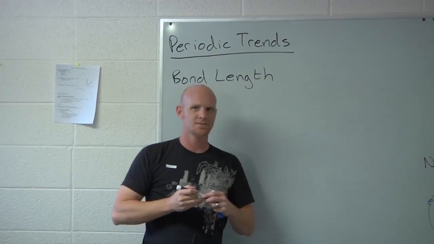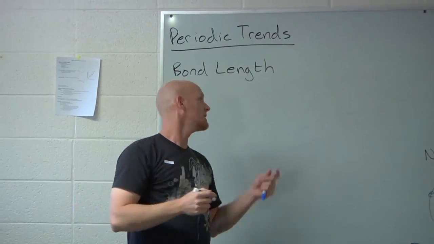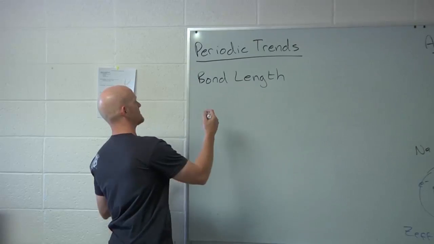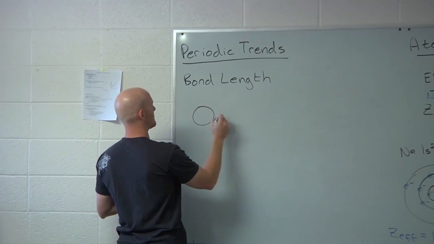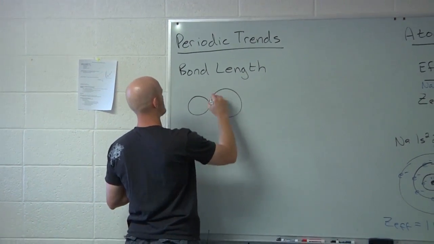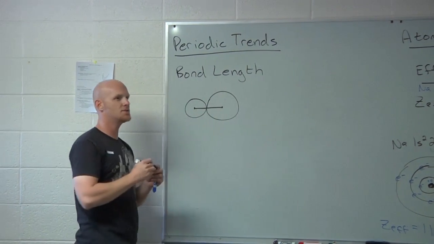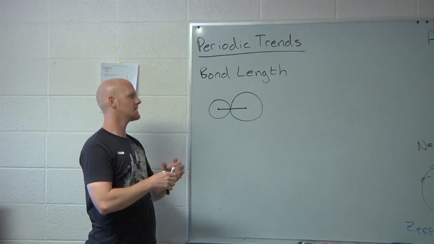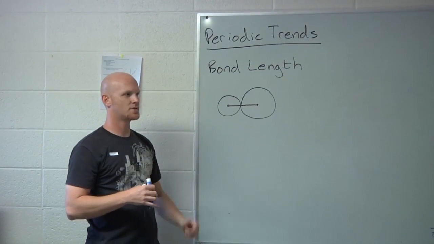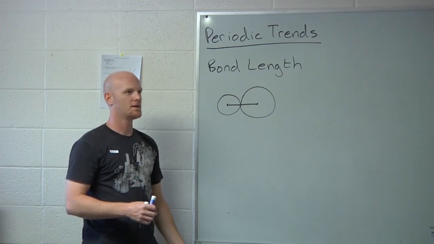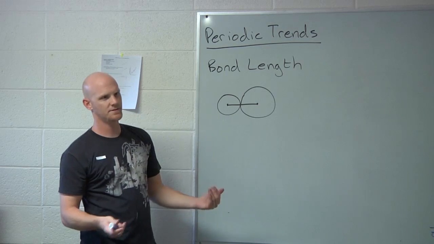So we can apply this idea of atomic radius to a couple other things as well. First thing is bond length. So if we look at two atoms that are bonded together, the length of the bond is defined as nucleus to nucleus. And so ultimately, larger atoms form longer bonds. Longer bonds are weaker bonds, it turns out.